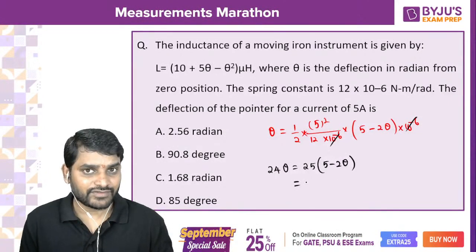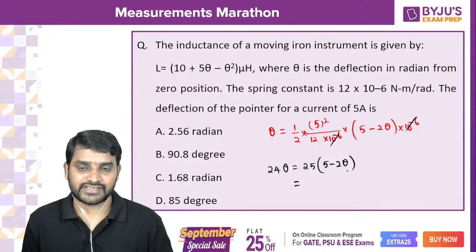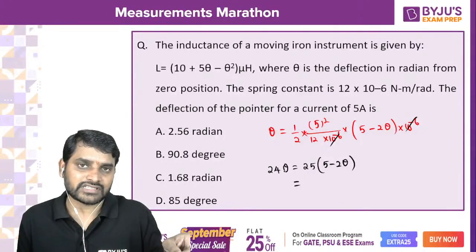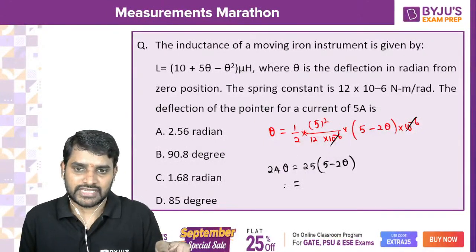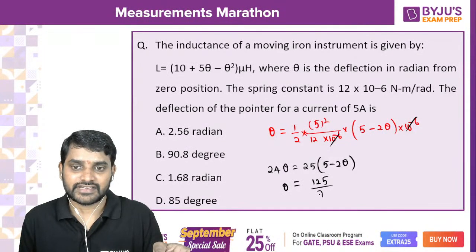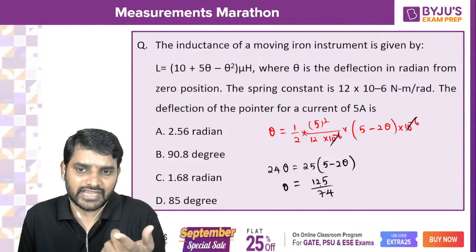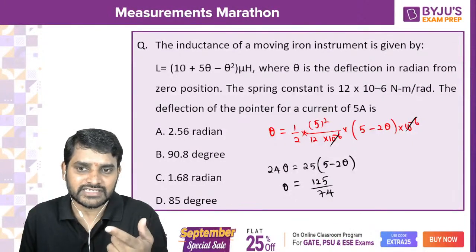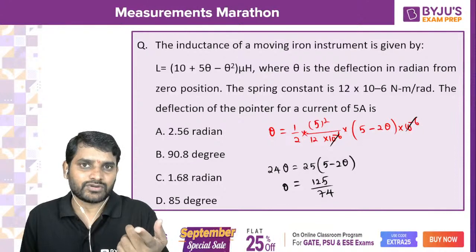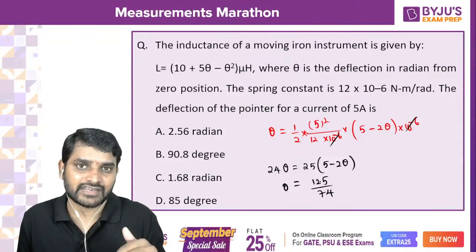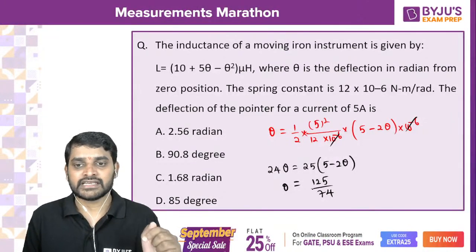25 × 5 is 125 and 25 × 2 is 50. So if this 50 comes onto the left side, it will be 74. So theta is equal to 25 phi is 125 divided by 74. So obviously this is 150. If I have got the numerator as 150, 75 × 2 is 150. So the answer should be less than 1 only.